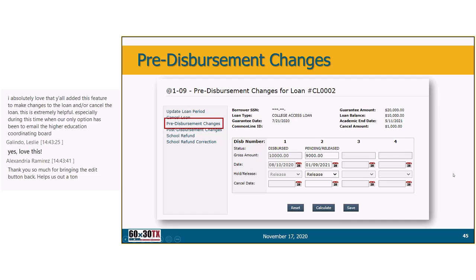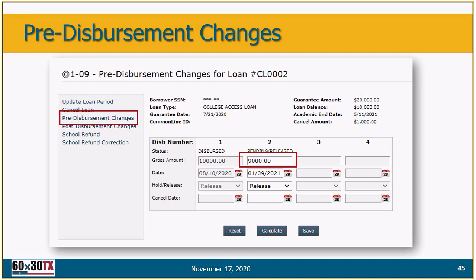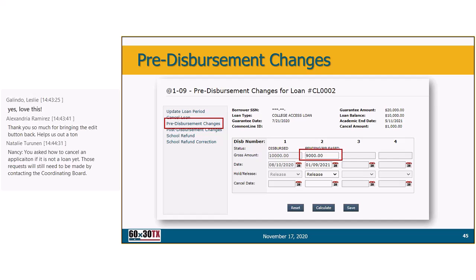So in this example, I wanted to show you that the first disbursement's already gone out. It went out in August. The second one's still pending, so we can make changes if we need to. We can lower the amount. We can change this from $9,000 all the way down to $0. And that's something to note: if you're going to completely zero out a transaction or an amount, you physically have to type in $0.00. Otherwise, it won't save. Again, you can reduce it if you need to.